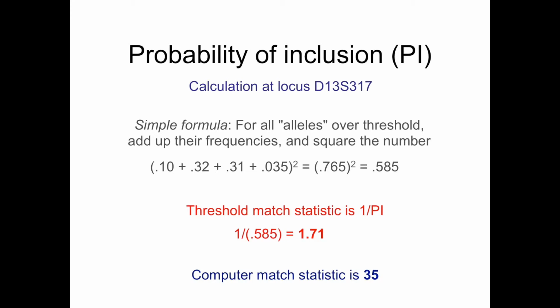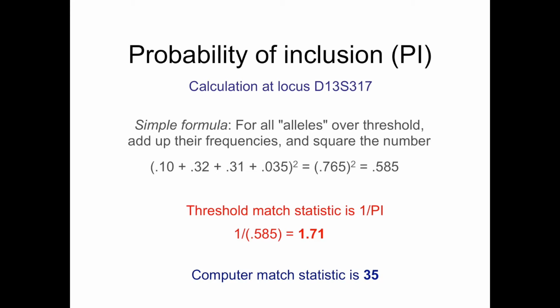For all these putative alleles over threshold, add up their frequencies. And here are the frequencies of 8, 11, 12, and 14. That is how common they are in the population, or how rare. Get the sum, square it, and get a number. That's the probability of inclusion. And then the strength of match for this threshold method is 1 over that rarity. And that number in this case is 1.71. Okay, so it's bigger than 1. That's showing some support for an inclusion.